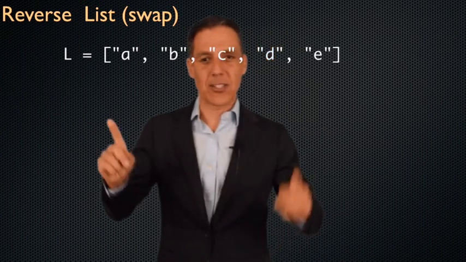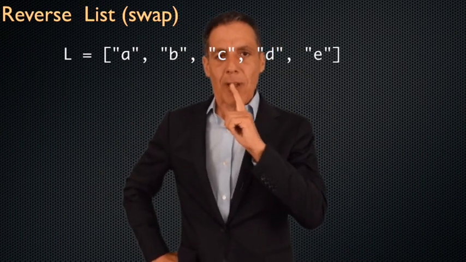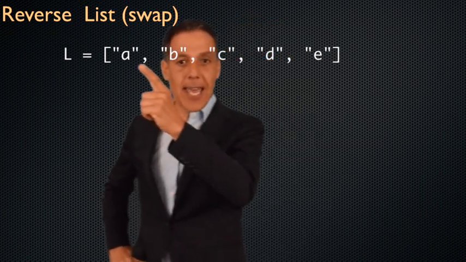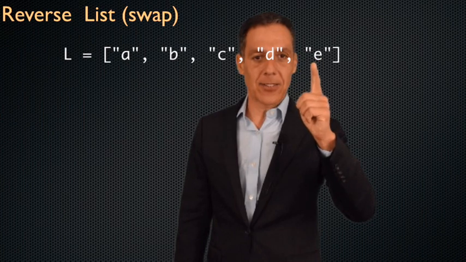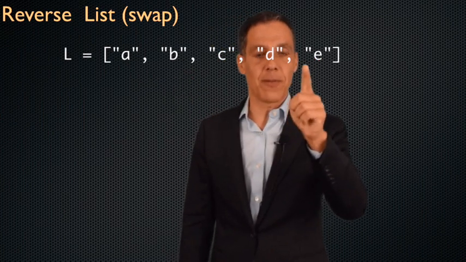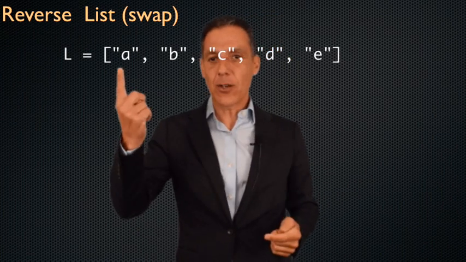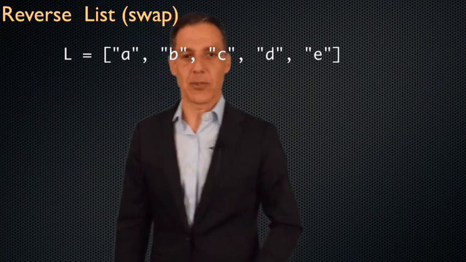So let's think about that swap. How do I swap these 2 elements? Well, I've got the pieces. I know that I can access this element as L sub 0. And I know I can access that element as L sub 4. 0, 1, 2, 3, 4. And so what I want to say is that L sub 0 gets L sub 4, and L sub 4 gets L sub 0, right?